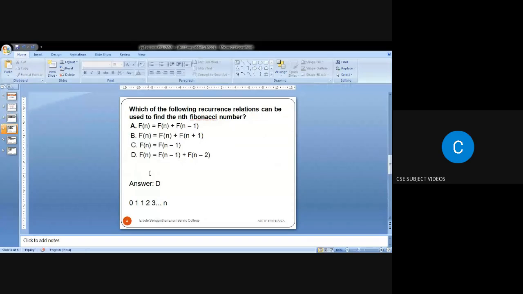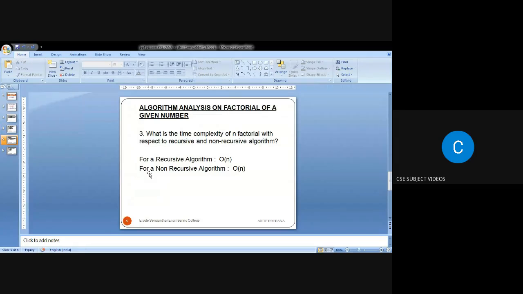So we have solved the first two questions. I think it is helpful for you and understandable to you all. Now the second one is to find the time complexity of the factorial of an n number with respect to a recursive and non-recursive algorithm. For a non-recursive algorithm, we can directly compute the time and space complexity. Whereas for the recursive algorithm, we have to find the recurrence relation, solve the recurrence relation, and come up with the time complexity after simplification.